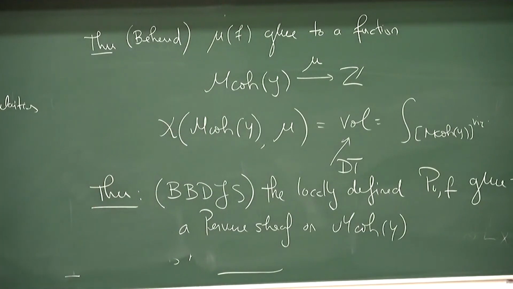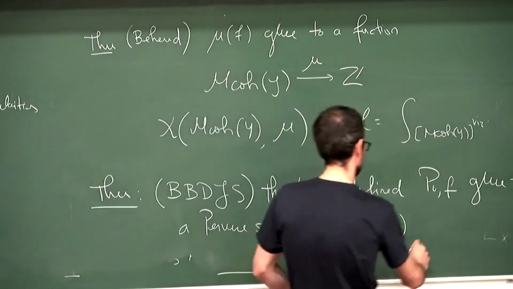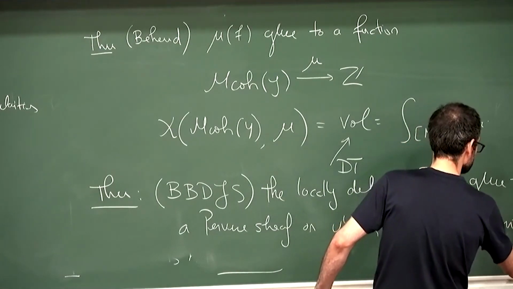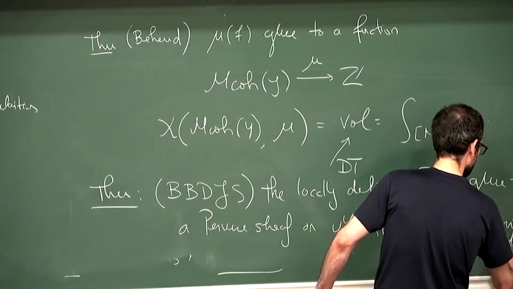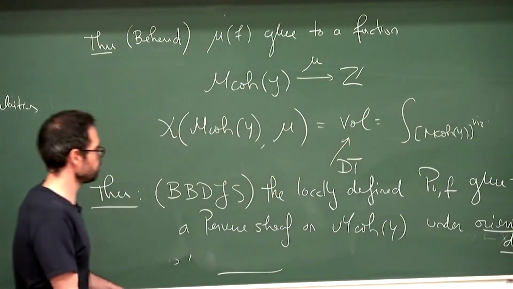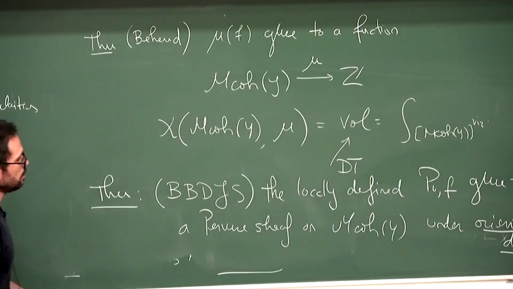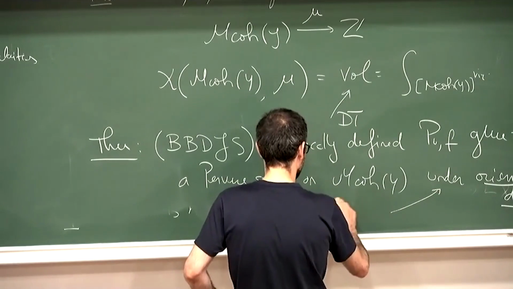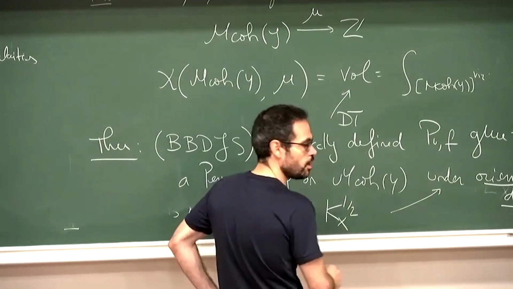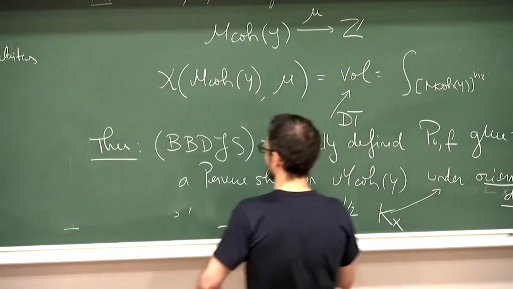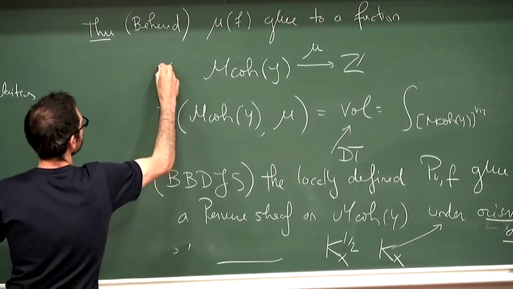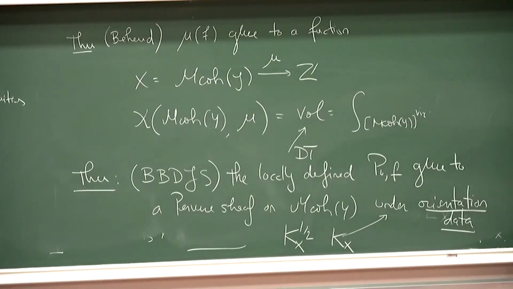Under a certain assumption or a certain data, a certain type of orientation is required to make sure that these things actually can be patched together. And this orientation data, in the case of Joyce, is really the assumption that there exists a square root for the canonical bundle. So X is my moduli space. Every time I write X, it's going to be the moduli space.